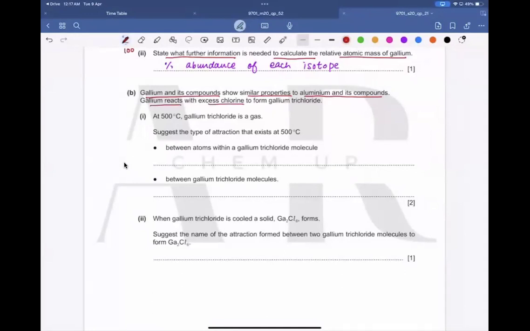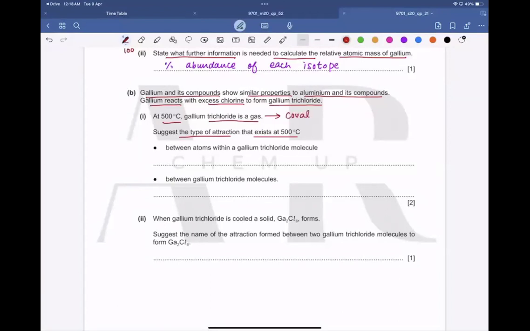So gallium and its compounds show similar properties to aluminium and its compounds. Gallium reacts with excess chlorine to form gallium trichloride. At 500 degrees Celsius, gallium trichloride is a gas. Suggest a type of attraction that exists at 500 degrees Celsius. So if it's a gas, which type of bonding is it, or which type of substance? The covalent or the ionic? Covalent. Very good, Hassan.